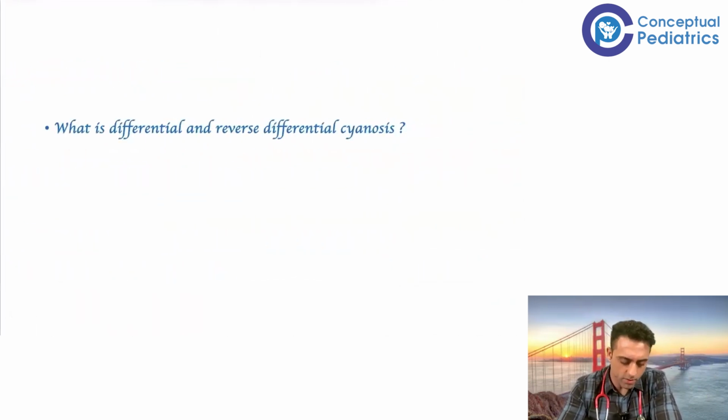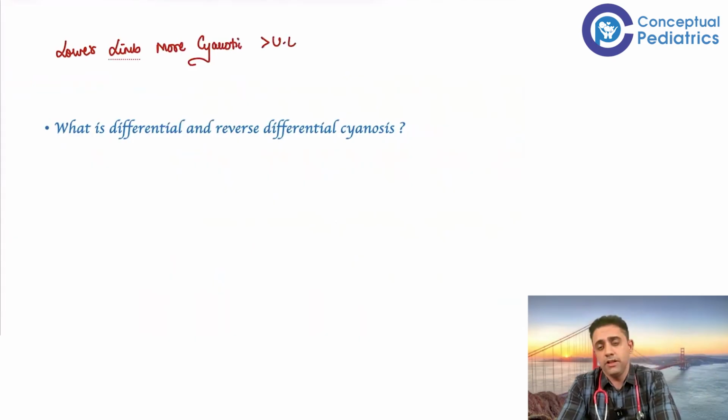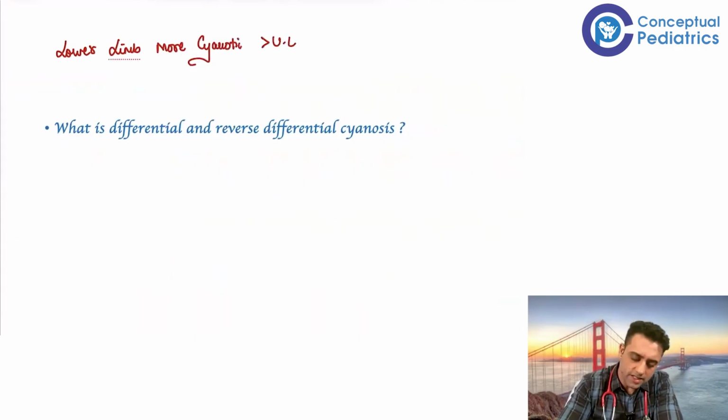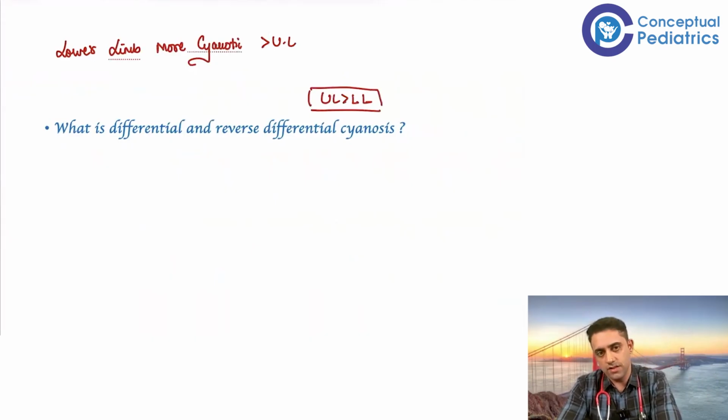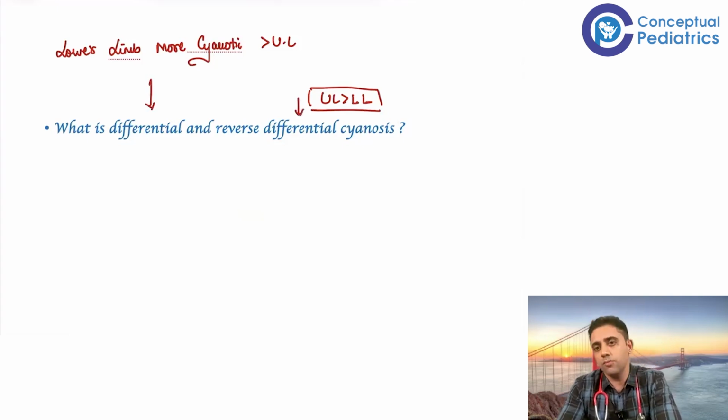Yes, we have done that problem. Yes, this is a very nice question. What is differential and what is reverse differential cyanosis? If your lower limbs are more cyanotic than your upper limbs, that is known as differential cyanosis, and the opposite of that is reverse differential cyanosis. When your lower limbs are more cyanotic than your upper limbs, that is differential cyanosis.